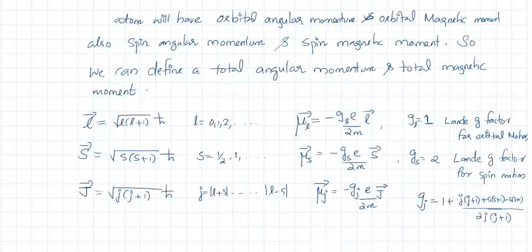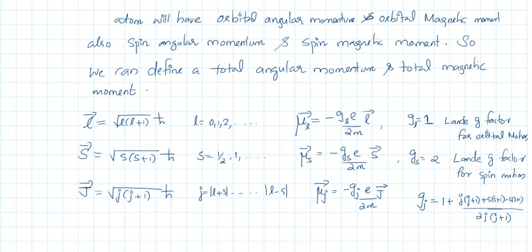The orbital angular momentum is given by square root of L into L plus 1 h cut, where L is the orbital angular momentum quantum number. It can take values 0, 1, 2, etc. And the corresponding magnetic moment is given by minus g_L e by 2m into vector L, where g_L is called Lande factor for orbital motion and its value is 1, which is obtained from experiments.